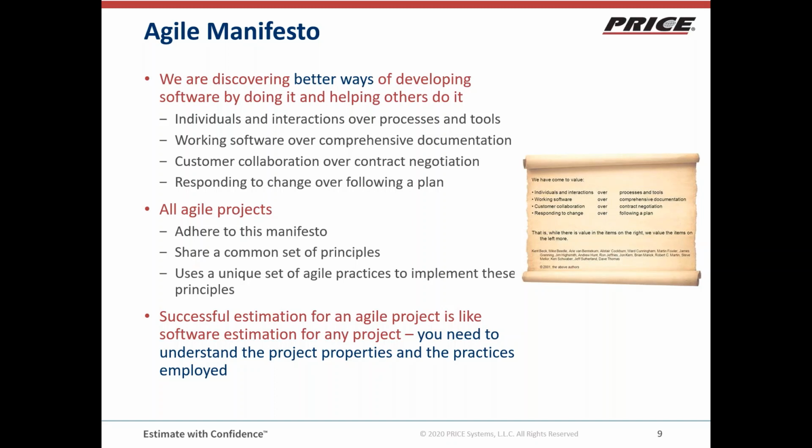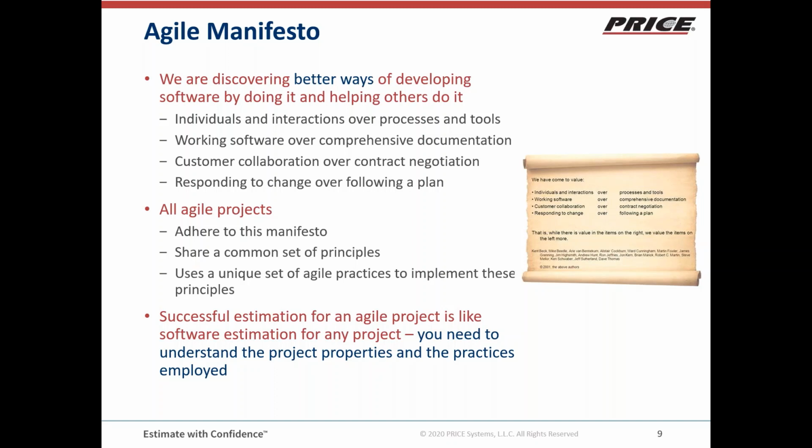So those things on the right still have to happen to some degree, and depending on the project and depending on the customer, the degree is greater or less. So this is the manifesto. This is sort of the credo of Agile projects and Agile teams. And pardon me, all Agile projects adhere to this manifesto to some degree. They all share a common set of principles, but each Agile project uses a unique set of Agile practices to implement these principles. And there are multiple frameworks, and I'll talk a little bit more about them in a minute.